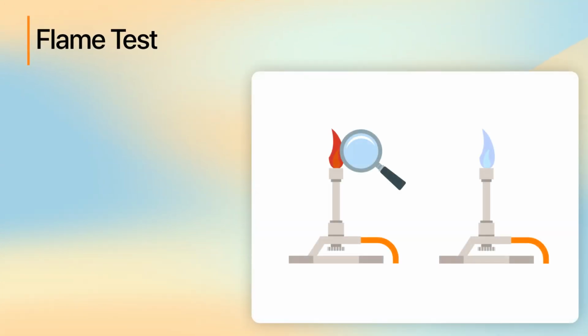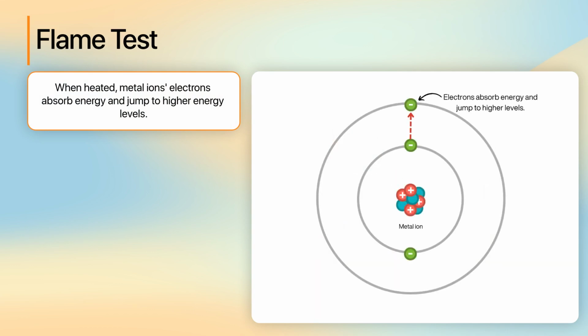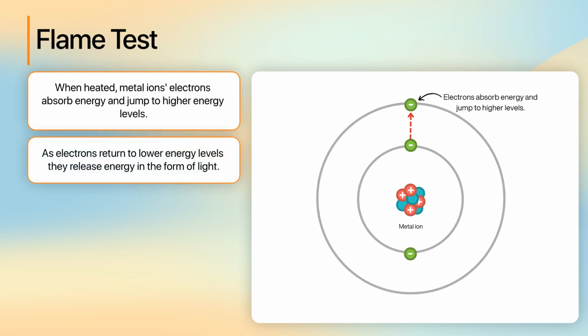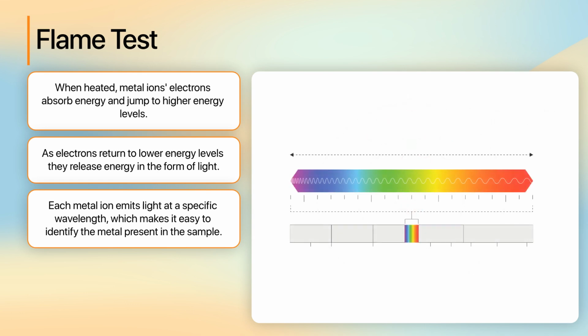Flame tests are a visually striking method used to identify metal cations based on the color they produce when heated in a flame. This method works by leveraging the fact that, when heated, the metal ion's electrons absorb energy and jump to higher energy levels. As the electrons return to their lower energy levels, they release energy in the form of light, with each metal ion emitting light at a specific wavelength, resulting in a characteristic color. This distinctive color allows us to identify the metal present in the sample. Note, you are not required to know the detailed explanation for your GCSEs.